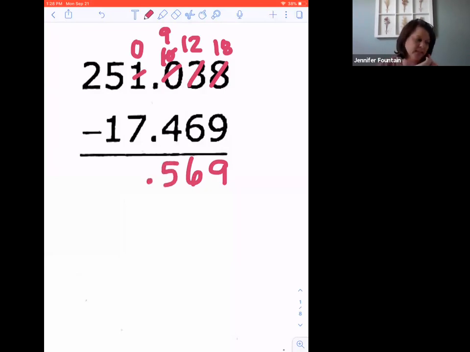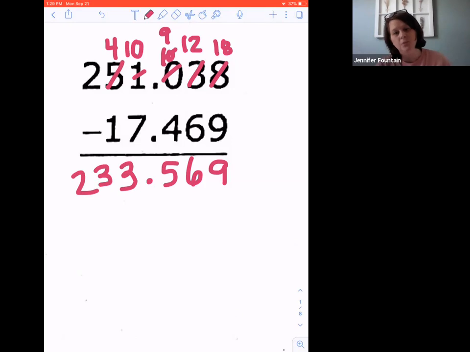Again, I can put my decimal in there. I can go ahead and put that in the location so I don't forget it in my answer. Move to the next one. I have 0 minus 7. Can't do that, so I have to go to the 5 to borrow a group, and that 5 becomes a 4. Now my 0 becomes a 10. 10 minus 7 is 3. 4 minus 1 is 3. And 2 minus nothing is 2.